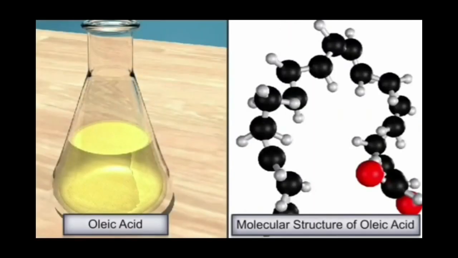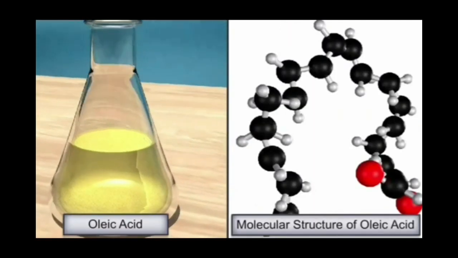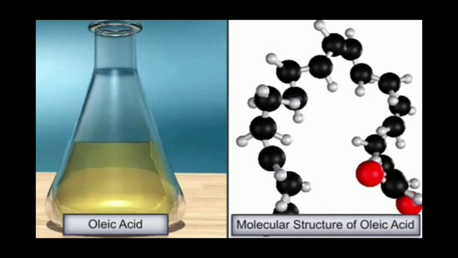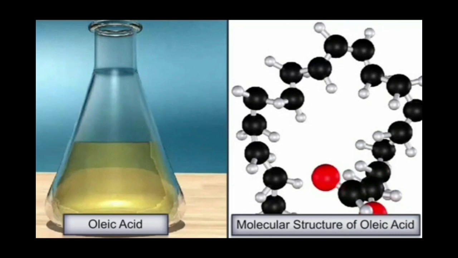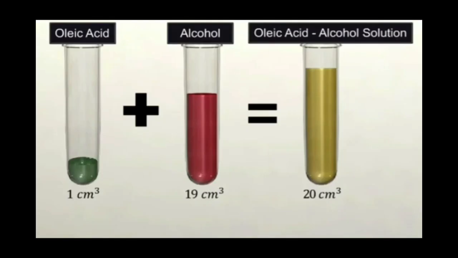Oleic acid is a soapy liquid with large molecular size of the order 10 raised to minus 9 meter. The basic idea behind this experimental technique is to form a monomolecular layer of oleic acid on water surface. For that, 1 centimeter cube of oleic acid is mixed with 19 centimeter cube of alcohol to form the solution. So the solution has a concentration of 1 by 20 in oleic acid.